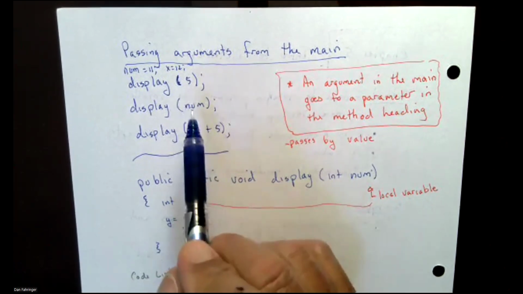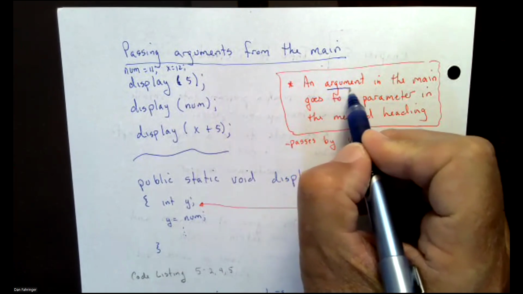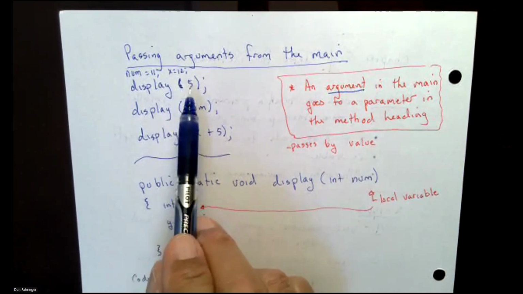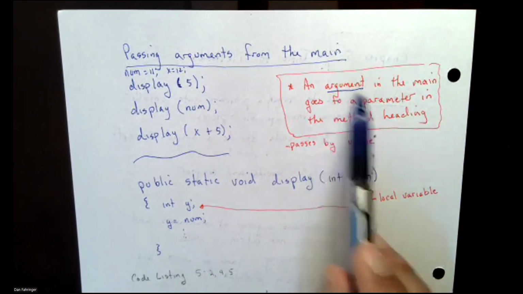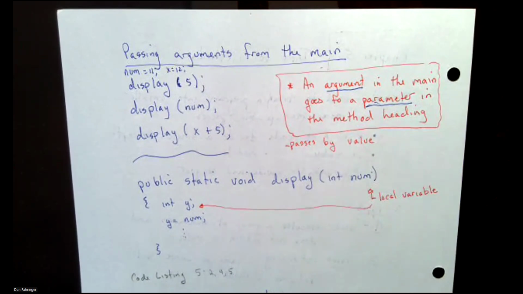Now, these things I'm sending through the air, they have a name. They're called arguments. The argument 5 flies through the air and lands in the parameter list. The argument goes to a parameter. It's down here in the method heading.